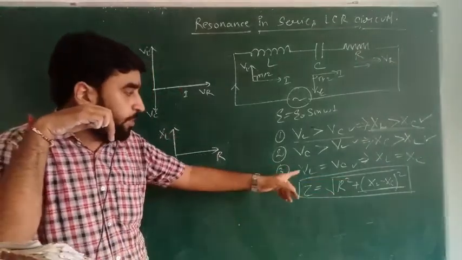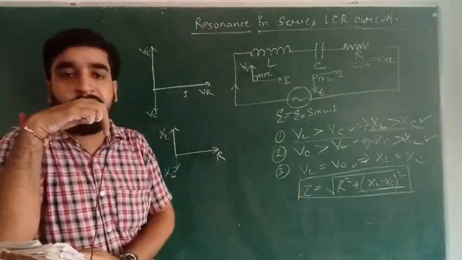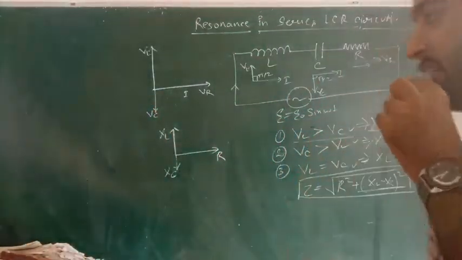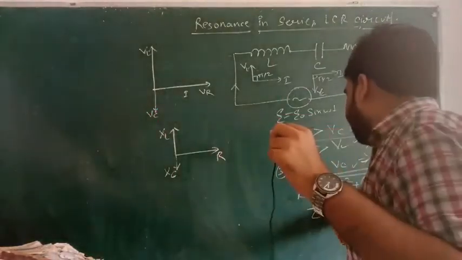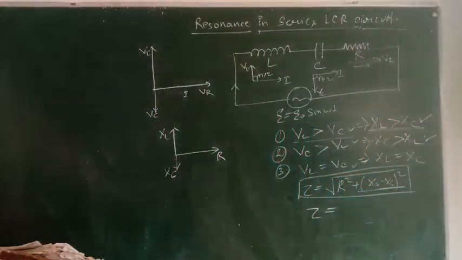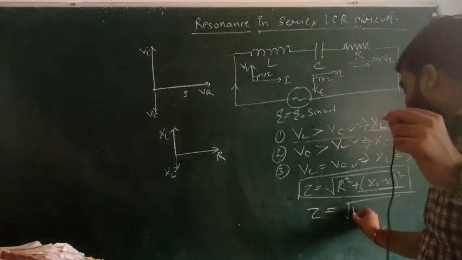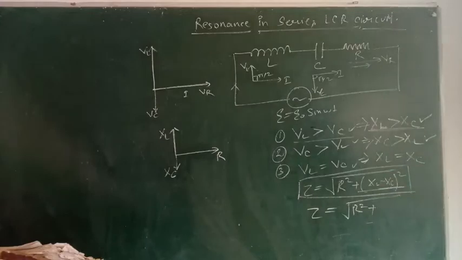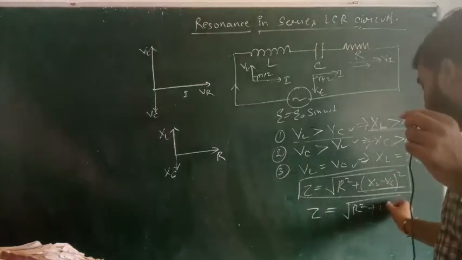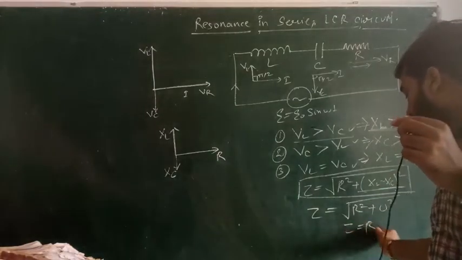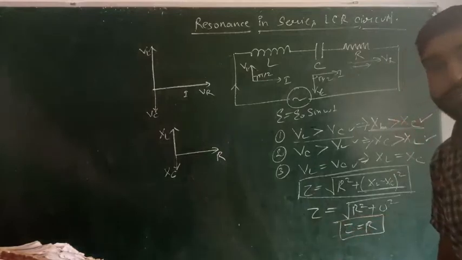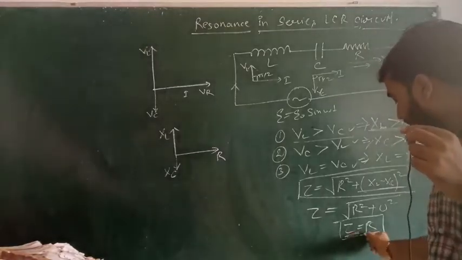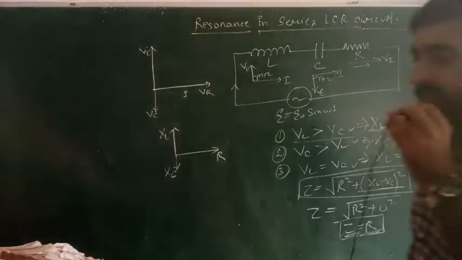If VL is equal to VC, then what will be the case? If VL is equal to VC, XL is equal to XC, let us substitute this value in the impedance. So Z will be equal to under root R square plus, we are assuming that XL and XC are equal, so they cancel out, zero square. So Z will be equal to R. Means in this case, the impedance of the circuit is equal to the resistance.